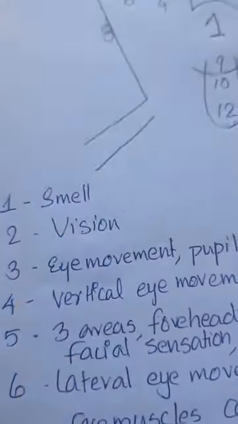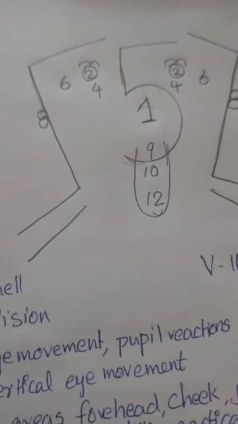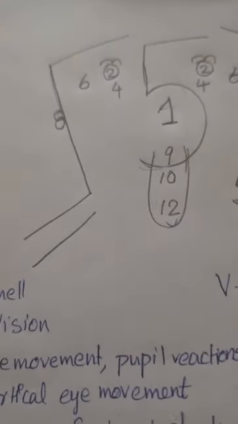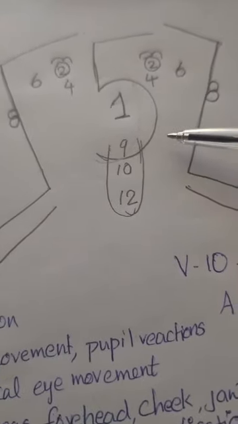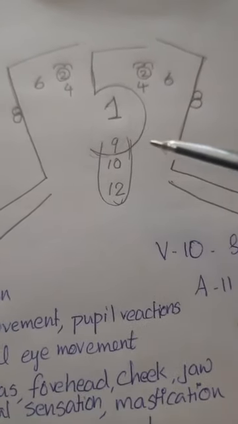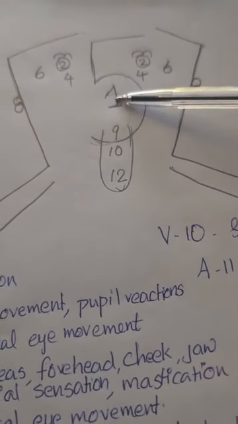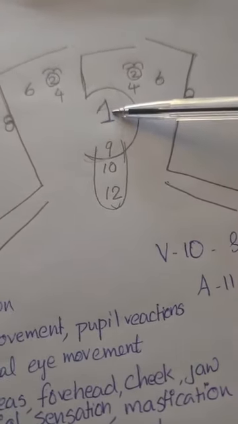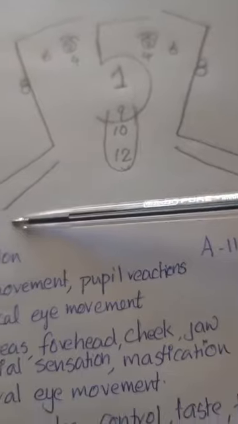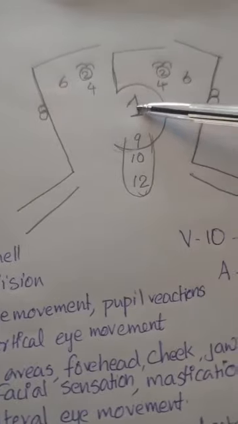So now I will show you the face of a man that will make it easier for you to remember the functions of each cranial nerve. If you look at here, you can see the numbers from 1 to 12, and each number represents the functions of each cranial nerve. If you look at the number 1, it is towards the nose of this man. So the first one is olfactory, and the function of the olfactory nerve is smell.